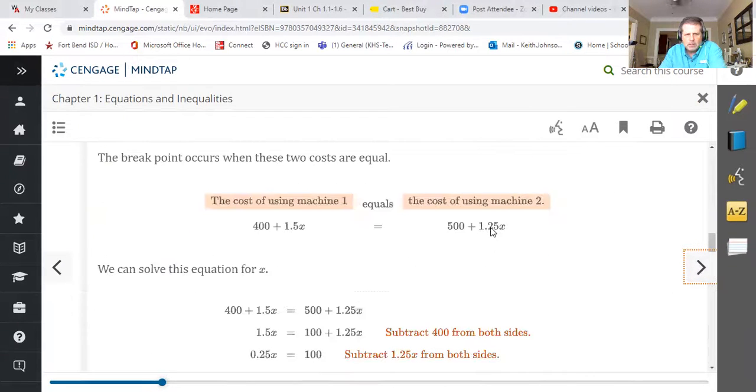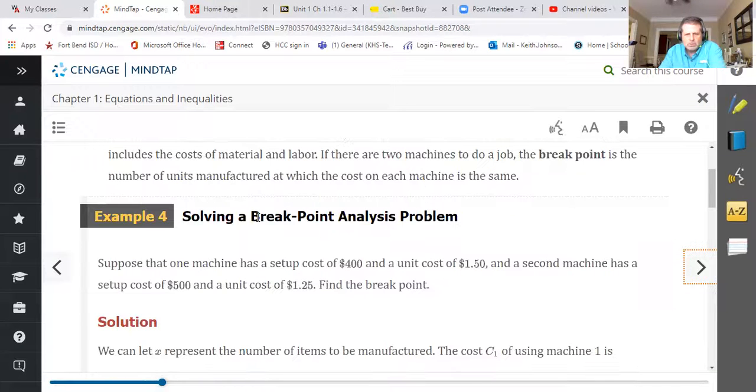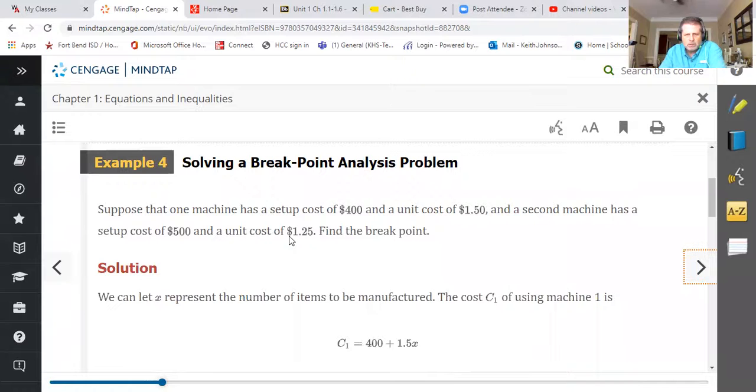All right. So we are not working too much with breakpoints. We're not going to work with breakpoints.